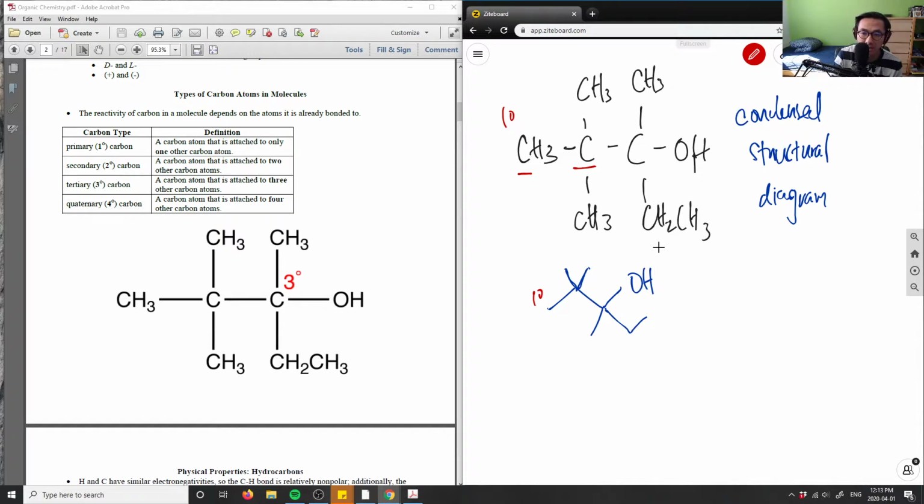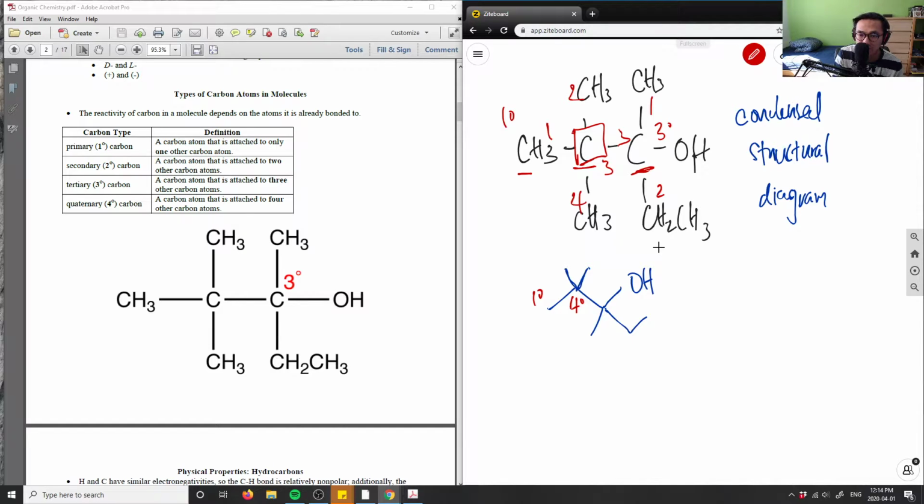And the reason why is that this carbon, we're talking about this one now, is bonded to 1, 2, and 3 carbons, which means this is a tertiary carbon. It's bonded to 3 other carbon atoms. Same with this carbon here, which is bonded to 1, 2, 3, 4 carbons. So this one is a quaternary carbon.